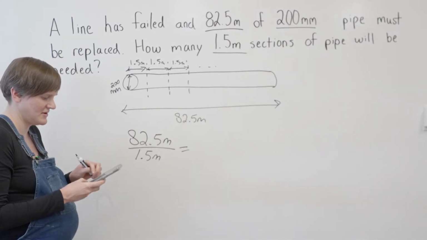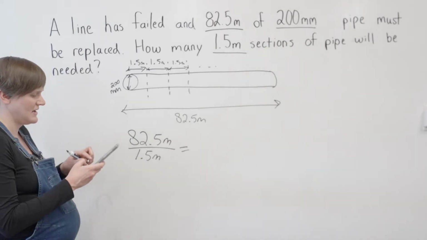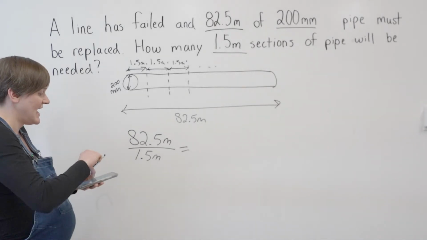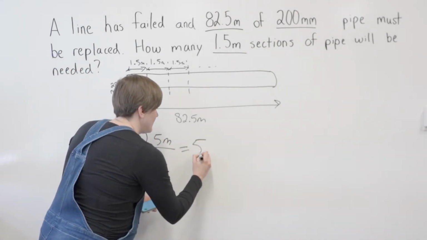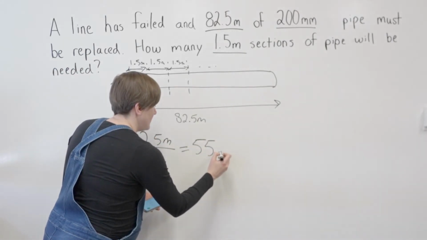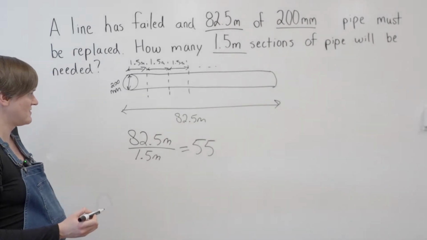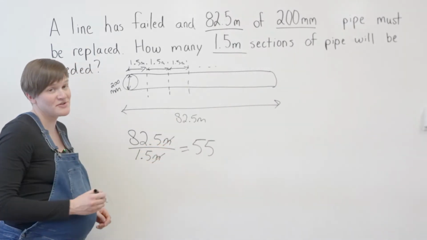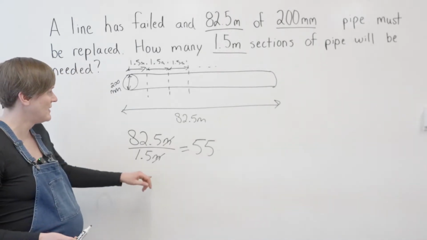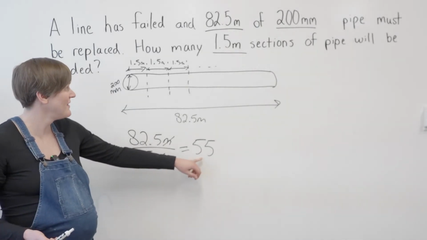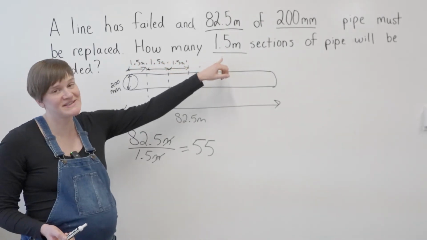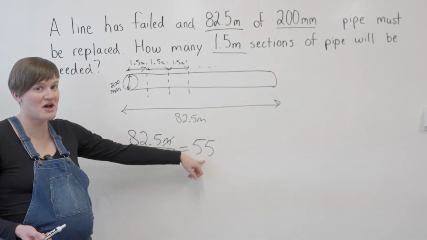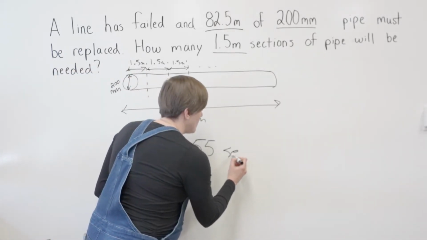So if I do that on my calculator, 82.5 divided by 1.5, and I get a nice round answer, 55. I've got meters on the top and meters on the bottom, so they cancel, which is great, which is another sign that I'm doing this right, because the question is just asking how many sections of pipe, so I don't actually need a unit here, it's just 55 sections of pipe.